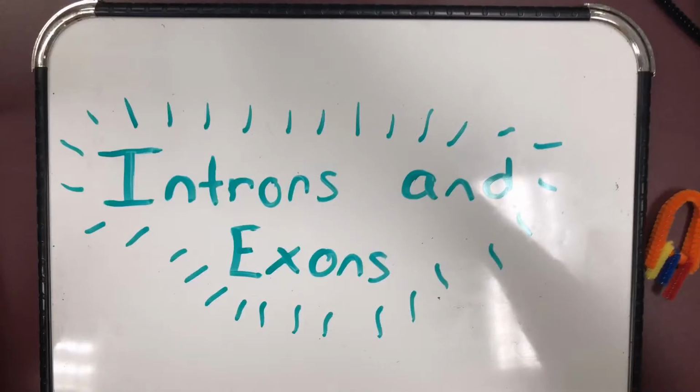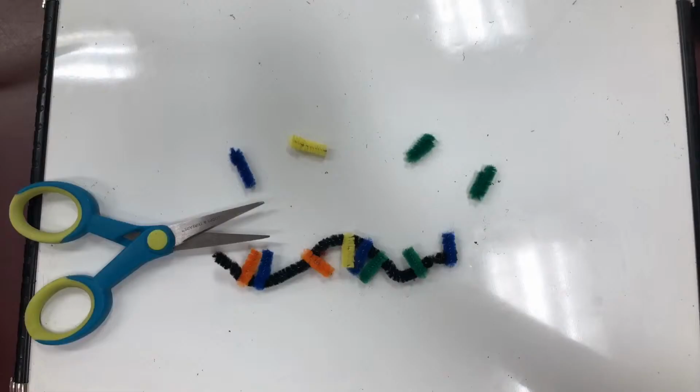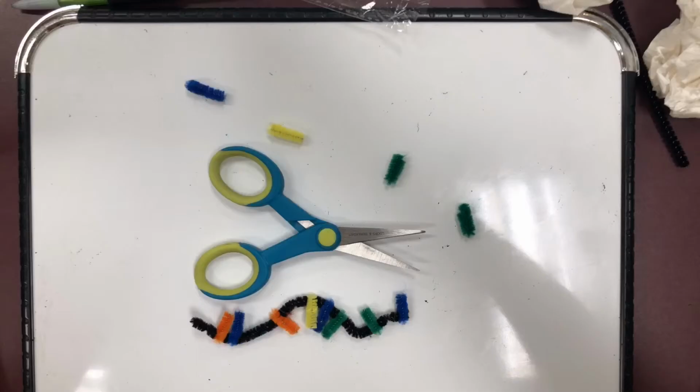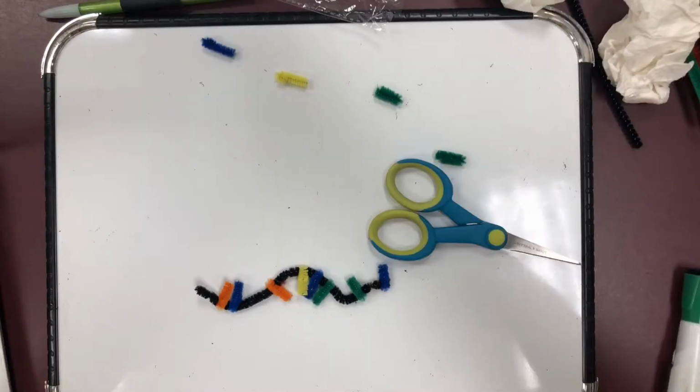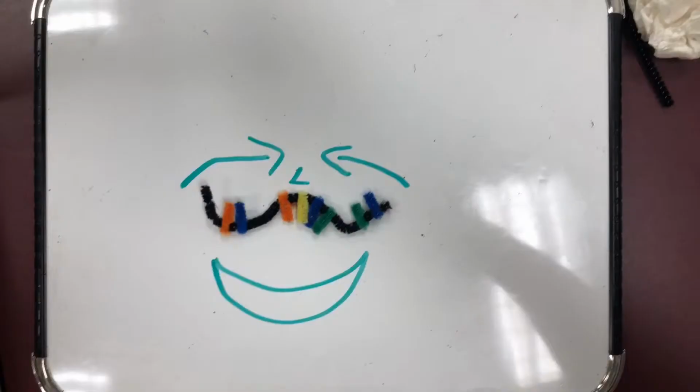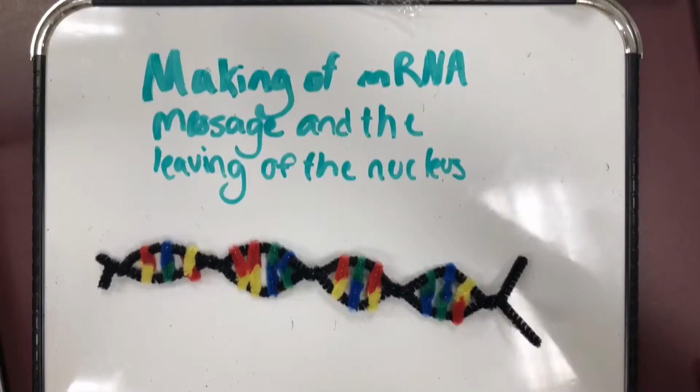Introns and exons! Basically here in the RNA, the introns get cut out because they don't work with this, and then the exons, which are the remaining parts, get glued together. Making of the mRNA message and the leaving of the nucleus.